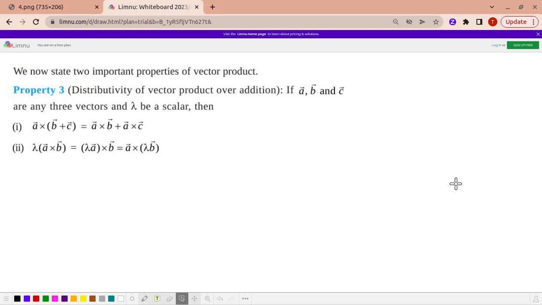Distributivity of vector over addition. If we consider A vector, B vector and C vector as three vectors and lambda be a scalar, then the first property tells that A cross (B plus C) is equal to A cross B plus A cross C. So here you see the cross product is getting distributed over addition of vectors. Second one, lambda into (A cross B) is equal to (lambda A) cross B is equal to A cross (lambda B), where lambda is a scalar, that means you can consider it as a real number.